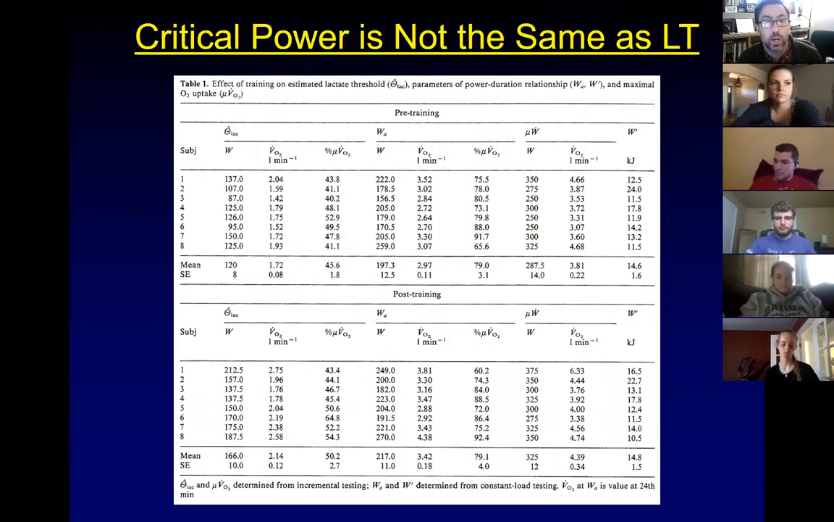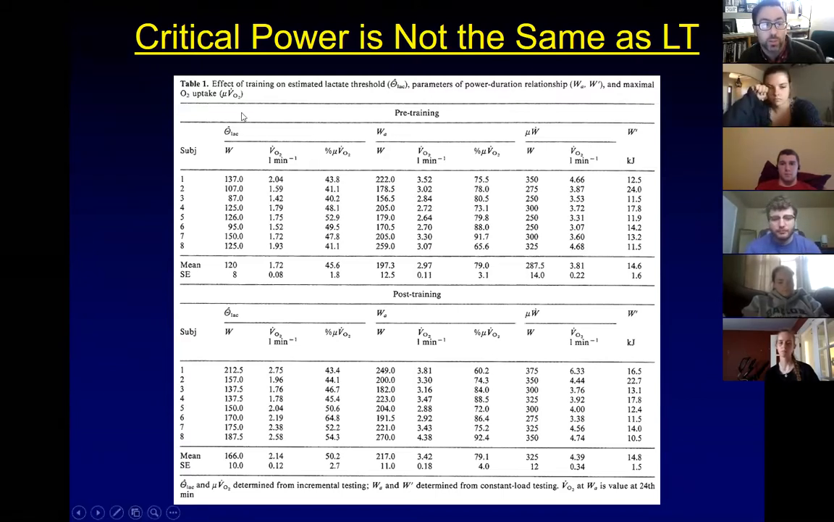So what I wanted to show you guys, these are some other kind of older data, and I think I may have actually shown a little bit of this previously. But these are data from David Poole at Kansas State. I think he did this while he was either a student or a postdoc in Carl Wasserman's lab in California. And so what they were basically trying to show in some ways, okay, is that critical power and lactate threshold are not the same thing, okay?